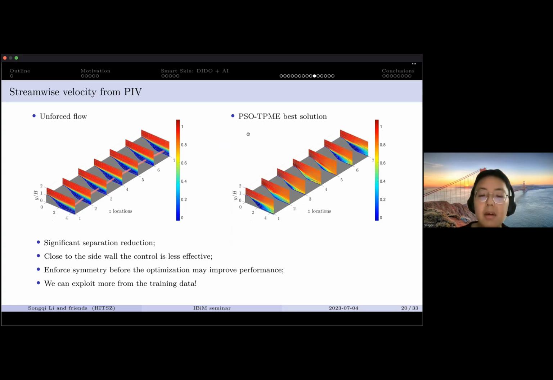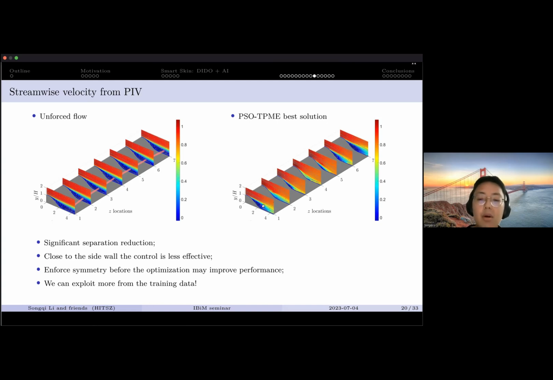And with the flow control pattern from the machine learning optimizer, the PSO TPME, we see a very reduced recirculation from the PIV results. For some of the cases, you don't see recirculation, and in some of the cases, you see very little recirculation occurring on these span-wise planes.